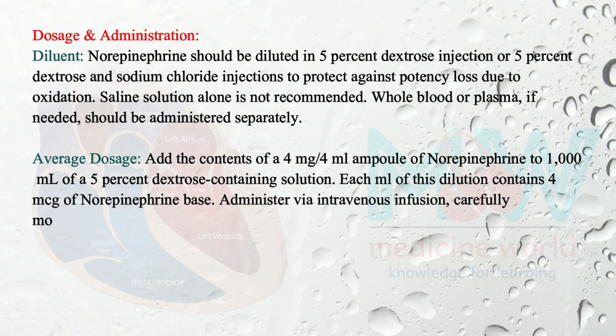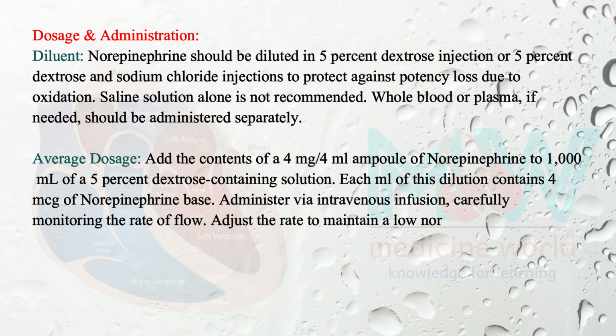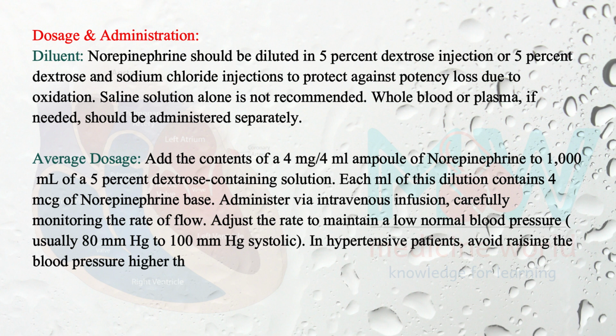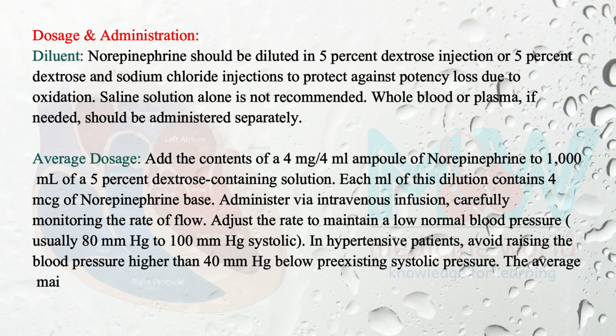Administer via intravenous infusion, carefully monitoring the rate of flow. Adjust the rate to maintain a low normal blood pressure. In hypertensive patients, avoid raising the blood pressure higher than 40 mm Hg below pre-existing systolic pressure. The average maintenance dose ranges from 0.5 ml to 1 ml per minute.